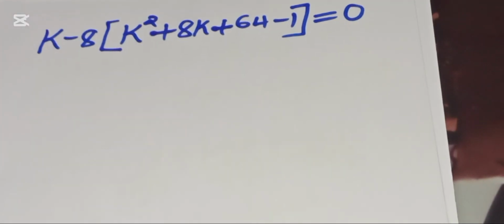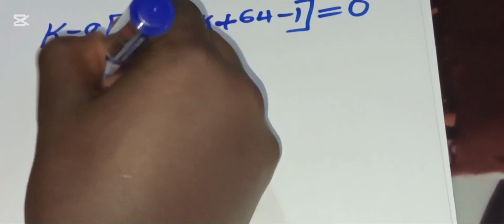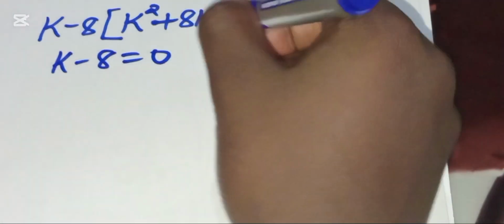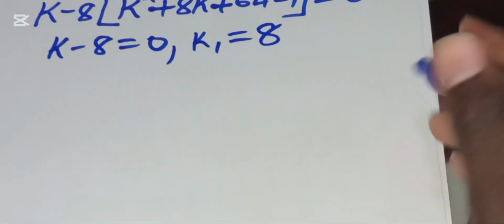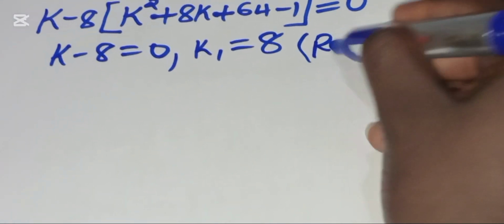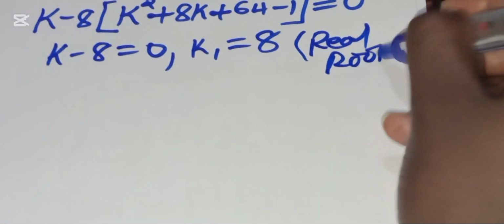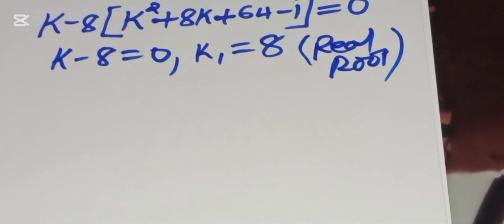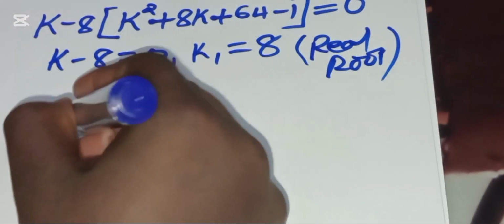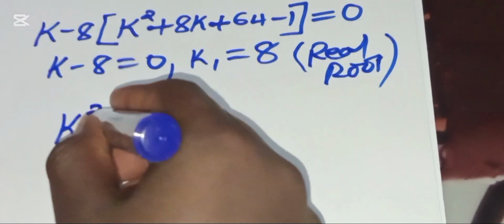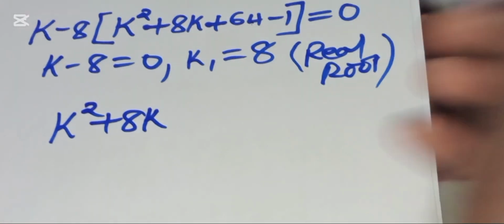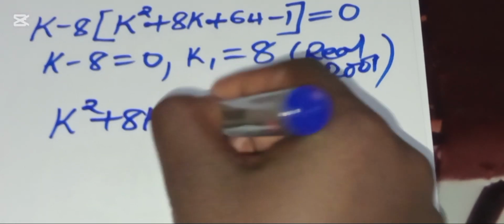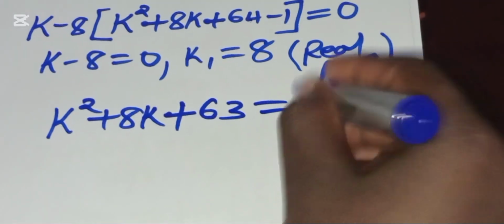We have that k minus 8 is equal to 0, and that means that the first value of k is equal to 8, which is a real root. Now from what we have in the bracket, k squared plus 8k plus 64, 64 subtract 1 is 63, is equal to 0.